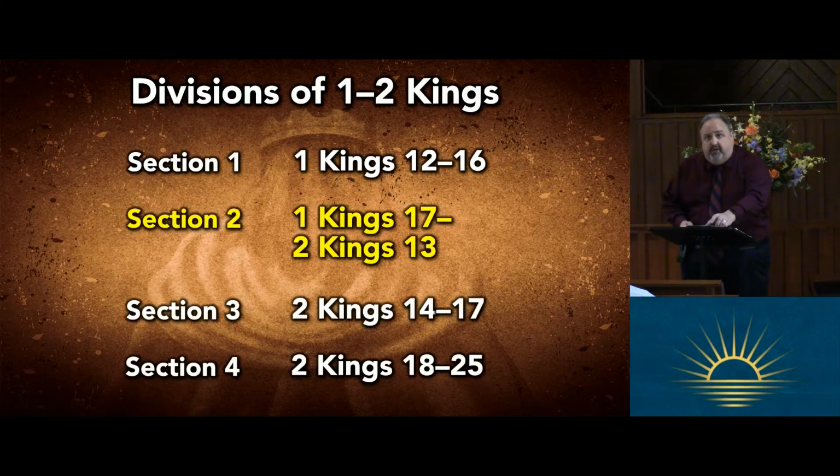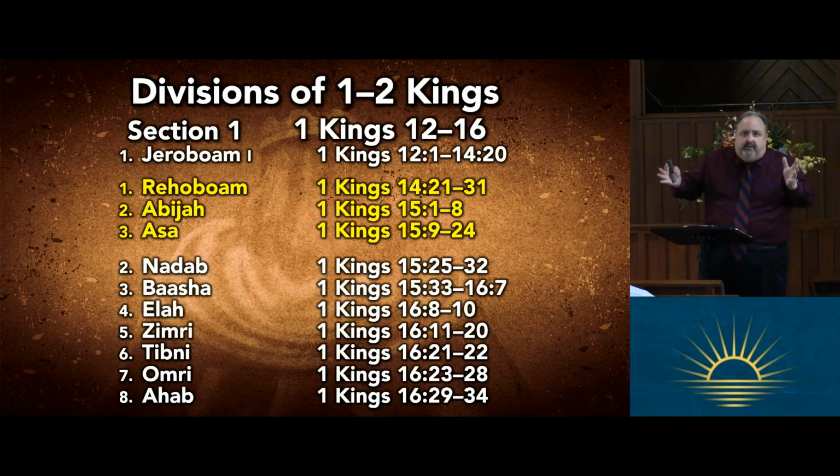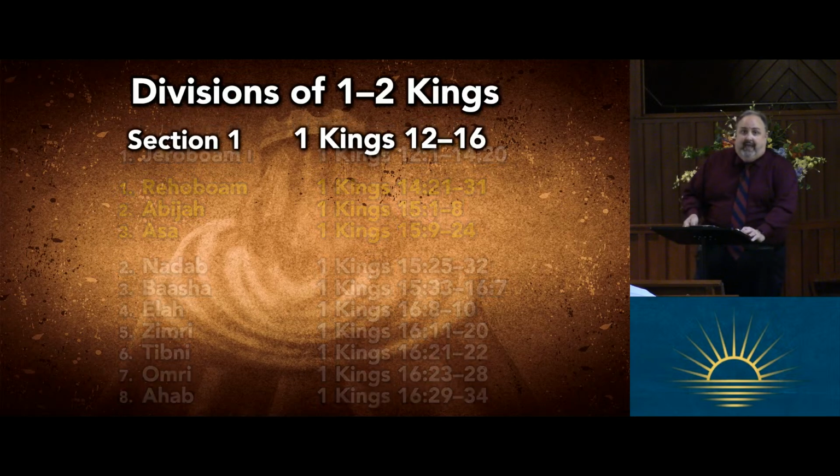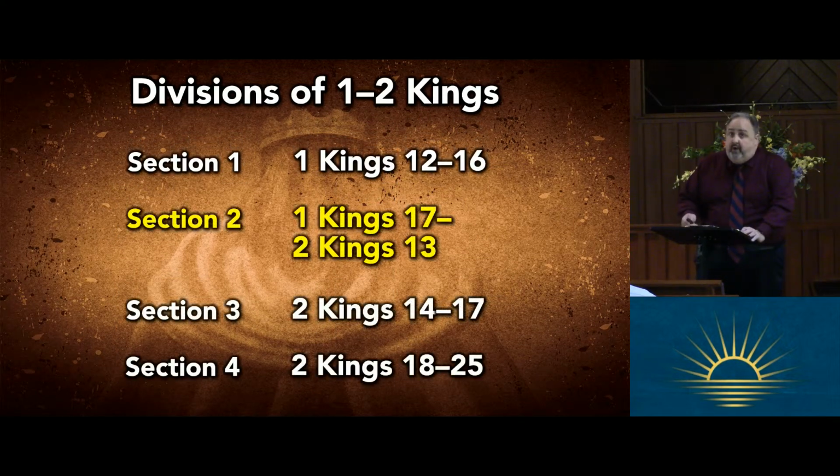So as we continue now and move on to the second section, oh yeah, I should have pointed this out. The first section starts with Jeroboam, of course, and Rehoboam, and ends with Ahab. Is Ahab an important person for us to talk about? And who was the prophet that was a thorn in Ahab's side? Well, the prophet of the Lord, Elijah. Yeah, Ahab and Jezebel. So moving on to the second section, starting in 1 Kings 17.